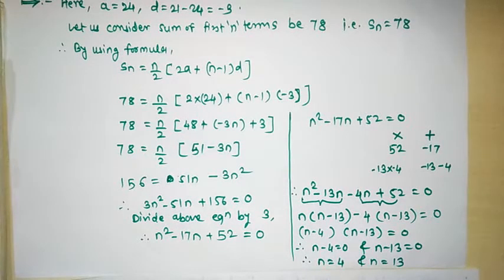Therefore write one statement below. The sum of the first 4 or 13 terms is 78. You have to write this below.